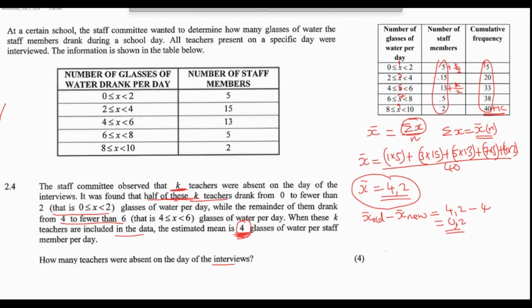So how many people brought a change of 0.2 to the mean? Remember, we're dividing by 40 to get the mean. So we can say 40 times 0.2, where 0.2 is the change in the mean and n is the number of data items. 40 times 0.2 will give us 8, which is 8 staff members. That's the other method you can use.